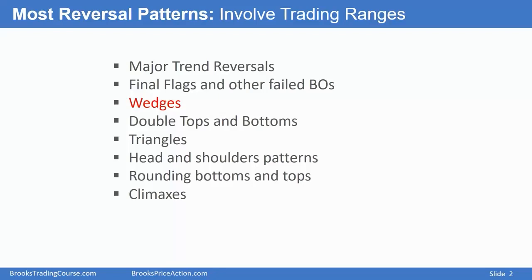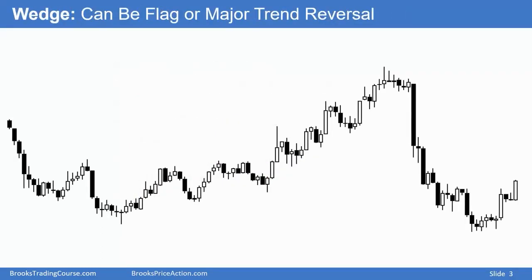This is a continuation of the list of reversal patterns that I've been discussing. And like all of the other reversal patterns, even wedges involve some type of trading range. For example, a final flag, or after the wedge reverses, is often a major trend reversal, which is usually part of a trading range. I always think of wedges as either a flag in a trend or as part of a reversal.